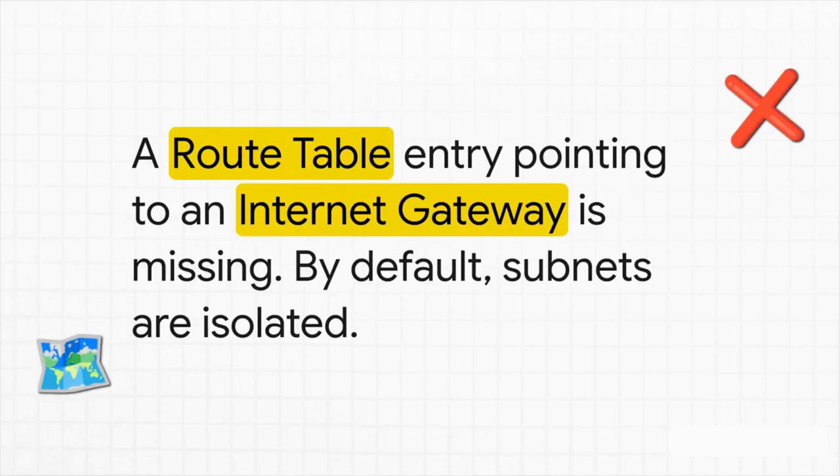Did you get it? The answer is the route table. A new subnet by default is like a room with no doors. It has no idea how to get anywhere. You have to go into its associated route table and add a rule, a little signpost that basically says, hey, for any traffic trying to get to the internet, send it that way and point it to an internet gateway.